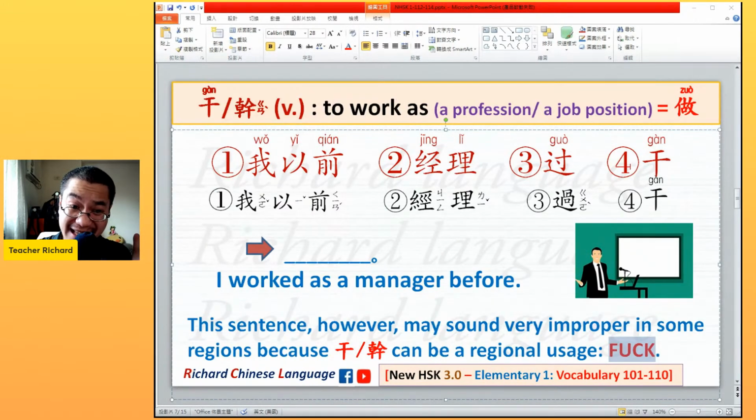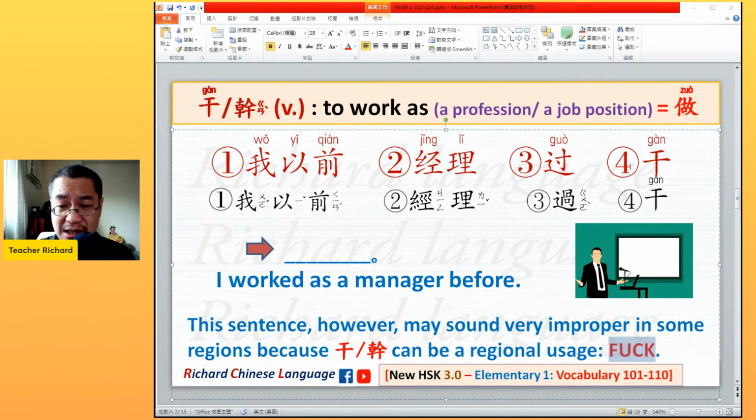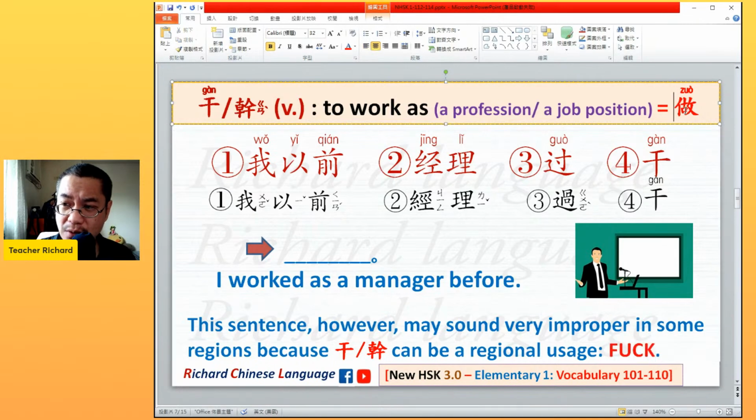Okay, so you understand that? So when you say 我以前干过经理, that means I did the manager job before. Wow, that's quite impolite and rude. So my suggestion is just use 做. Don't use 干. Okay, use 做, because 干 has another meaning that is quite rude, which means fuck.